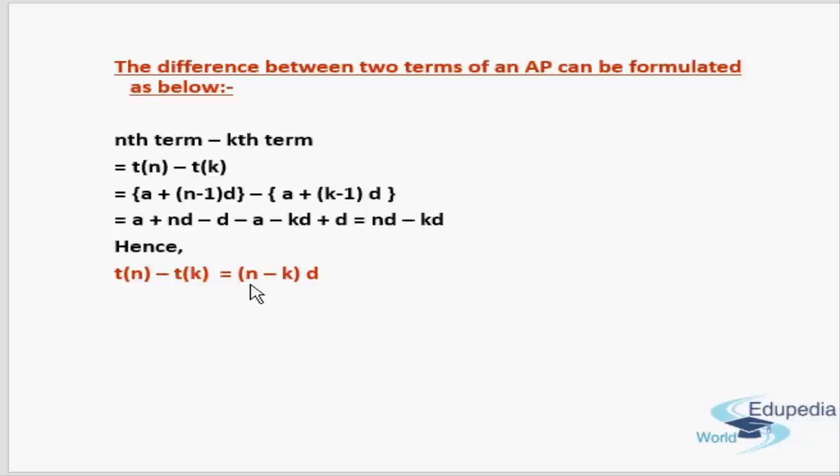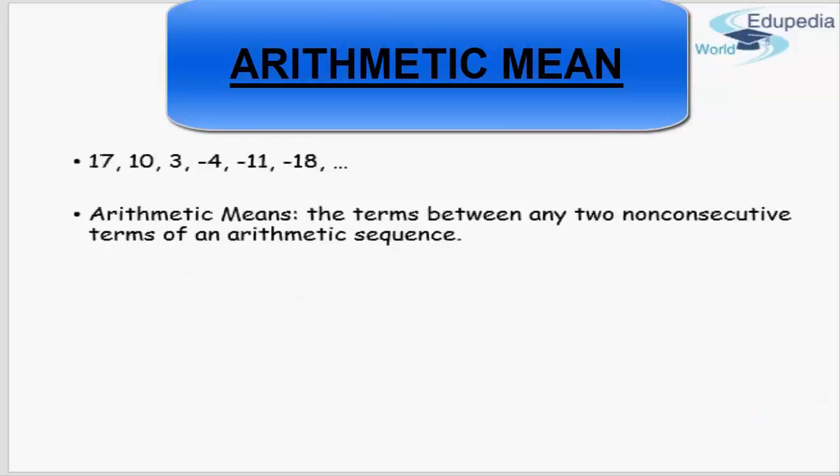So let's start with the arithmetic means now. This is the definition of an arithmetic mean. Arithmetic means are the terms between any two non-consecutive terms of an arithmetic sequence. We know the meaning of consecutive: 17 and 10 over here are just after each other, and 10 and 3, or 3 and negative 4.